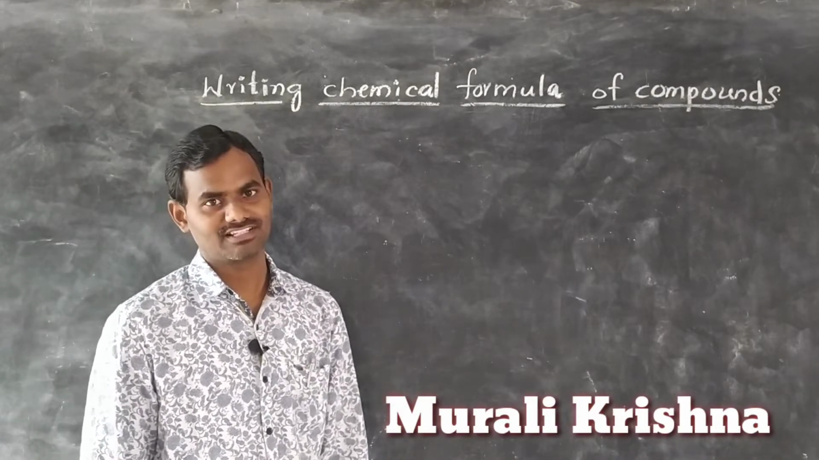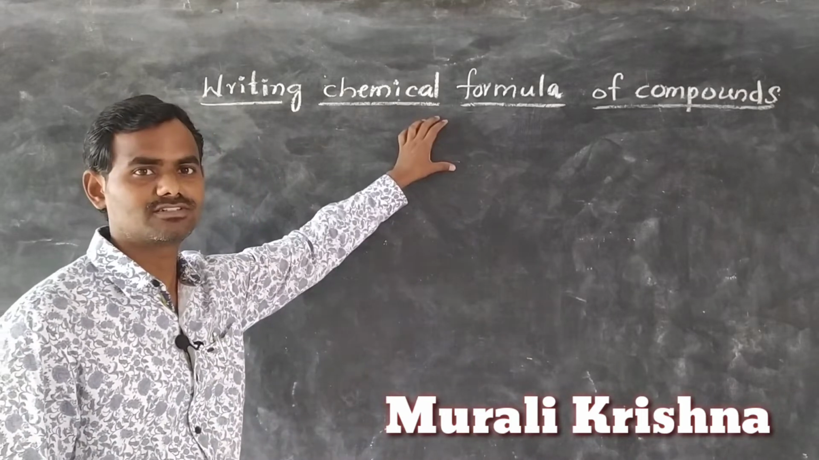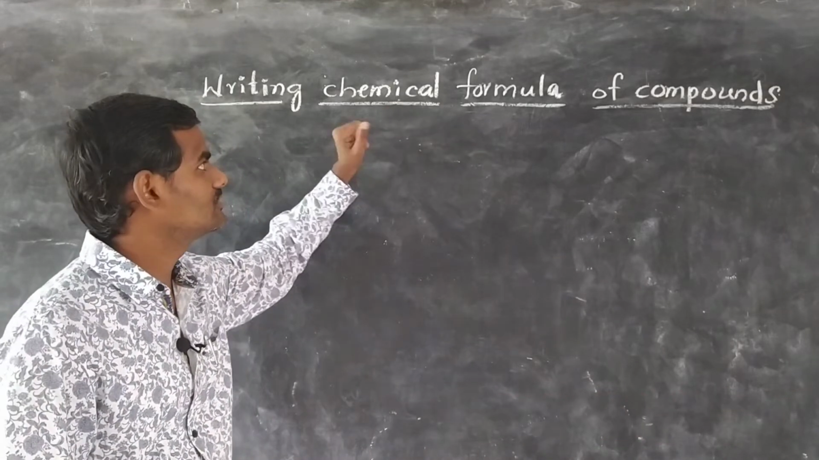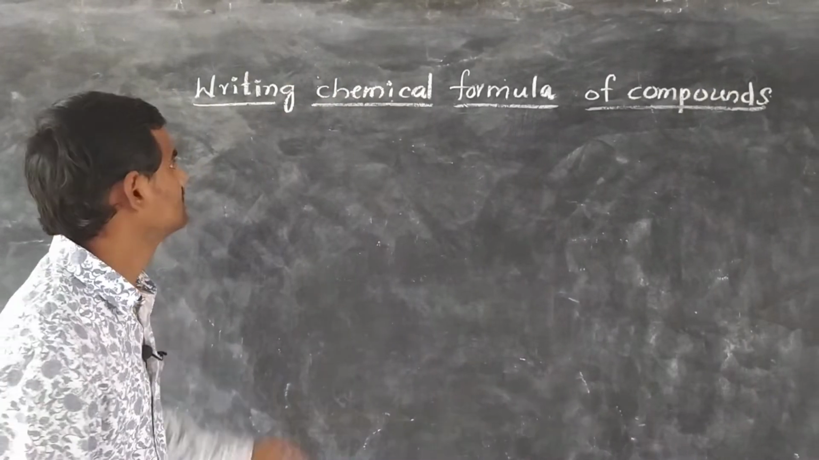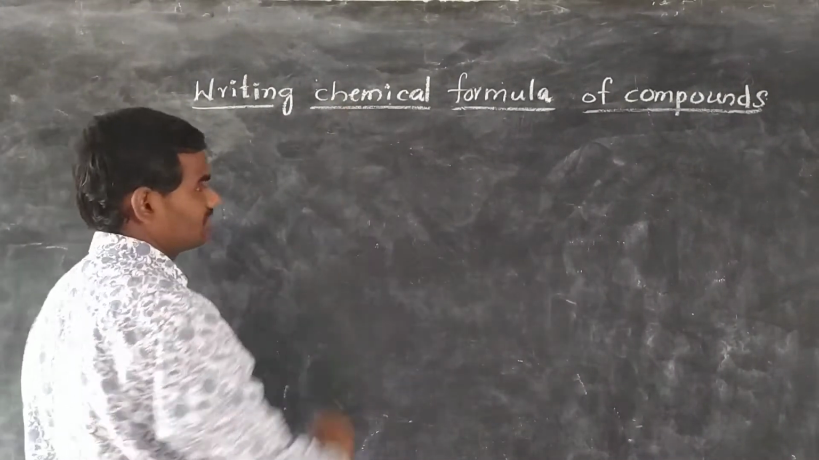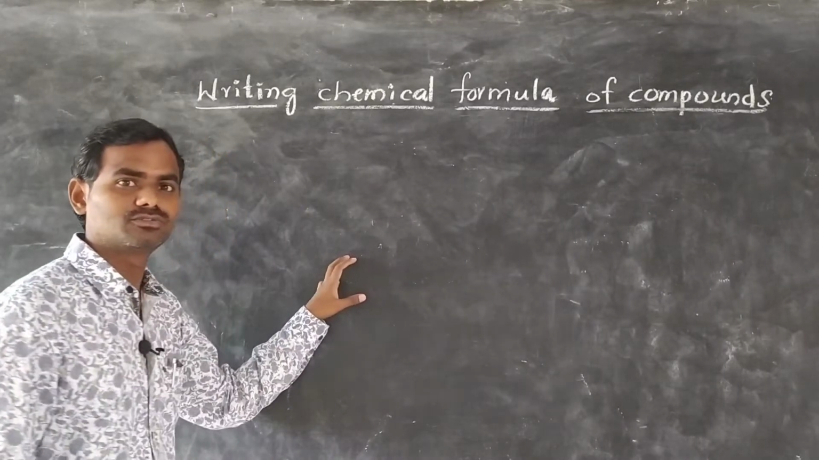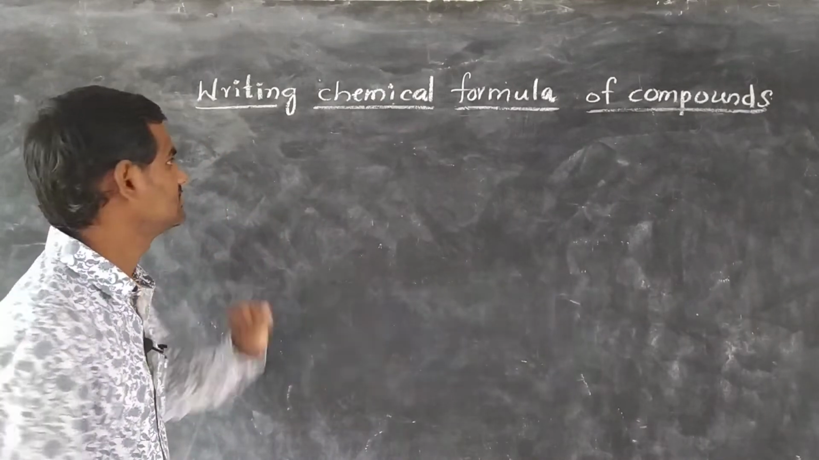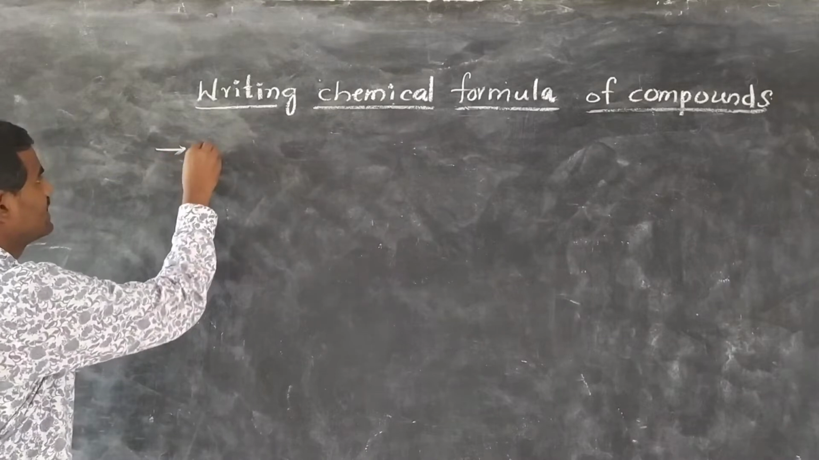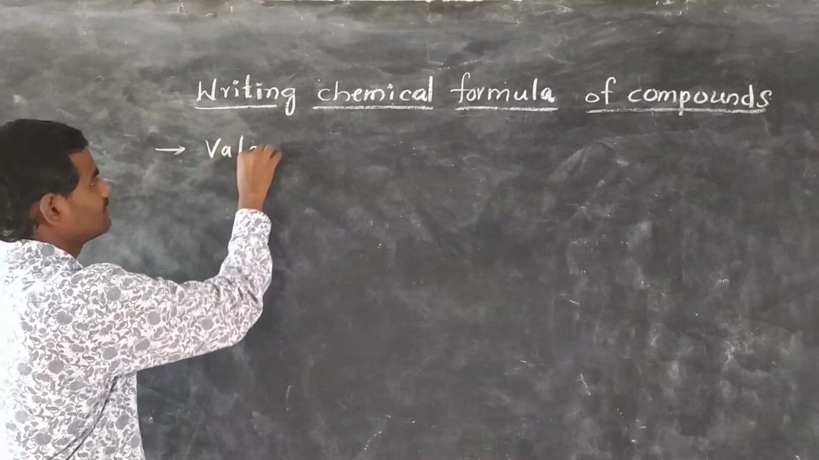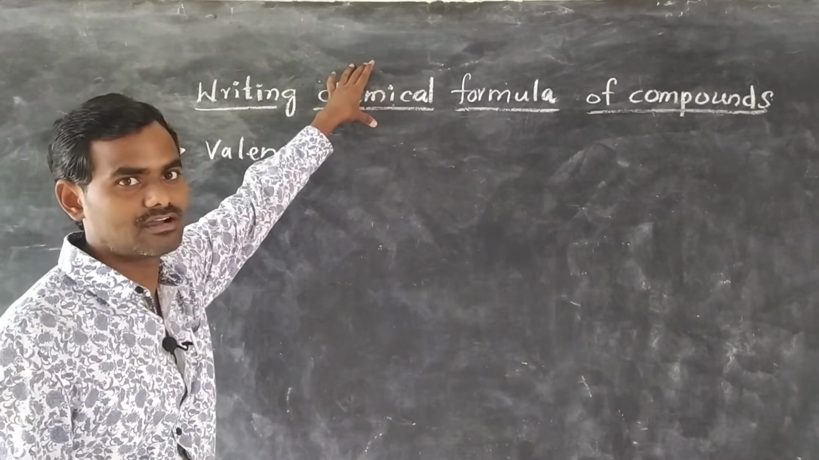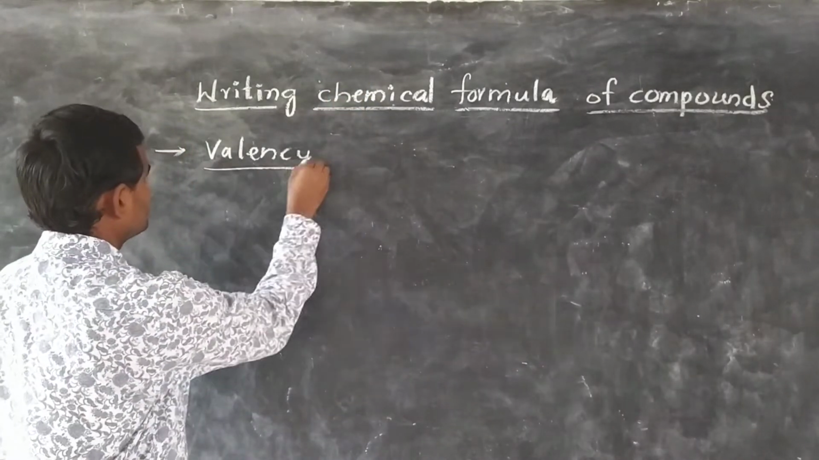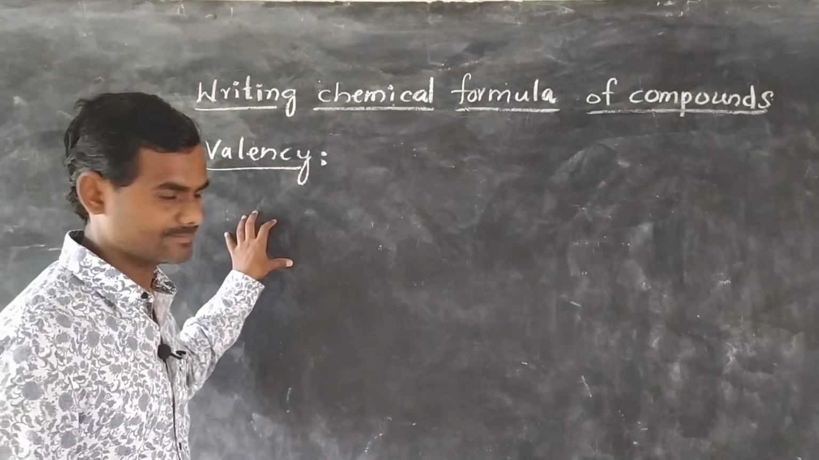To write chemical equations, we need formulas of compounds. So first we will learn how to write the chemical formula of compounds. Before that, to write a chemical formula, we have to know some of the components. In that, first, based on valency, we will write the chemical formula of the compounds. So first we should know what valency is.